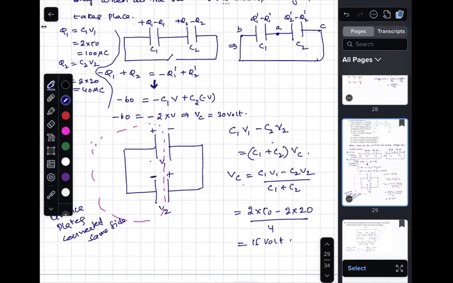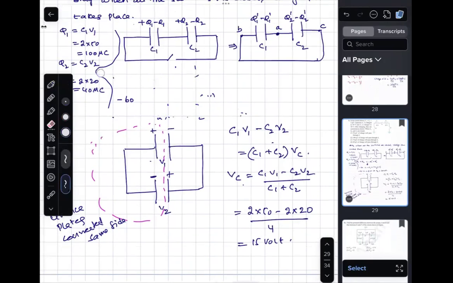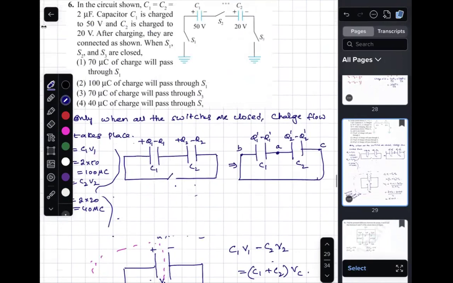So I would have done some mistake in this model. That is the reason why I have removed this. One sign polarity will go out of the box. 15 volts is the common voltage. Now what you want finally? Okay.